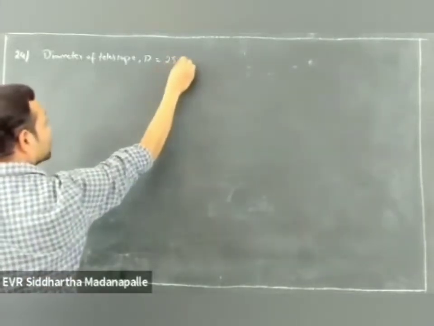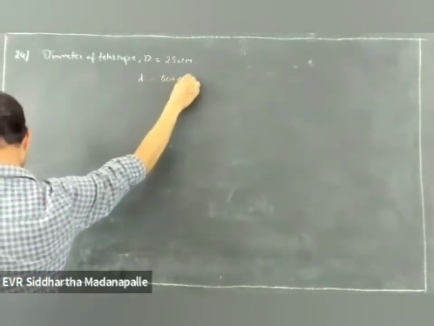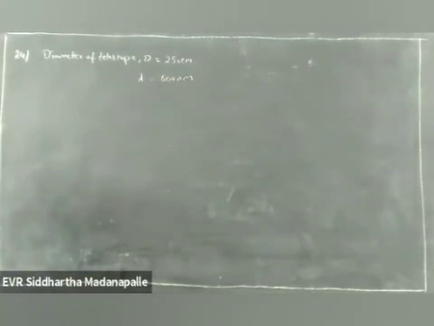The diameter is equal to 250 centimeter. The wavelength of light is given as 600 nanometer. Then what is the resolution of the telescope?